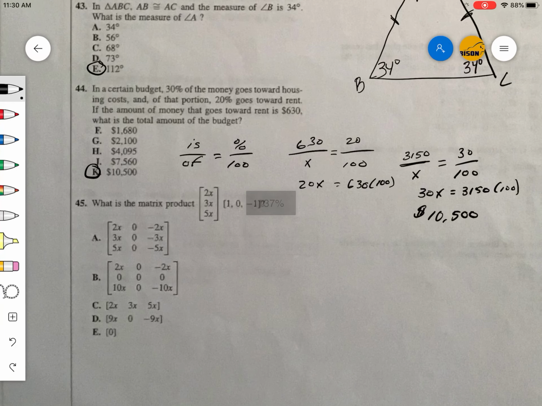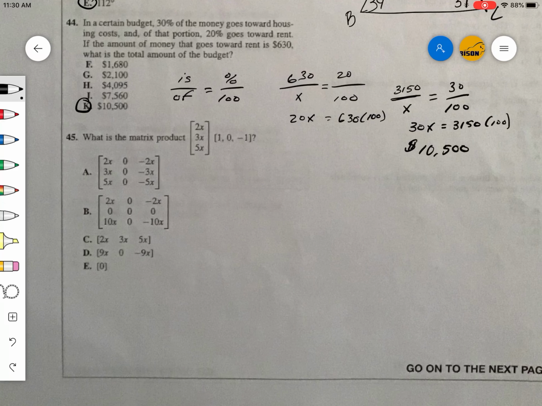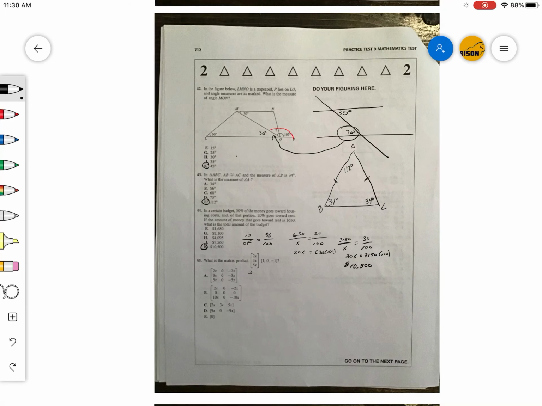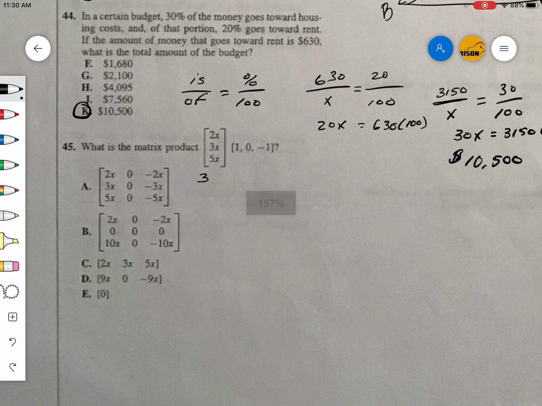All right, so we got 45. What is the matrix product of that? So if you don't know how to multiply matrices, they consist of rows and columns. So this guy right here is a 3-row by 1 column.